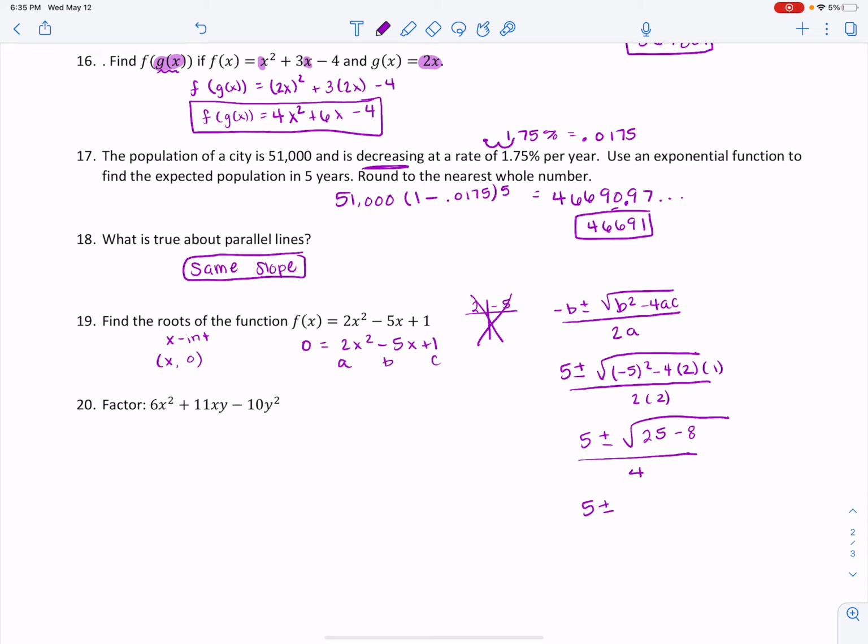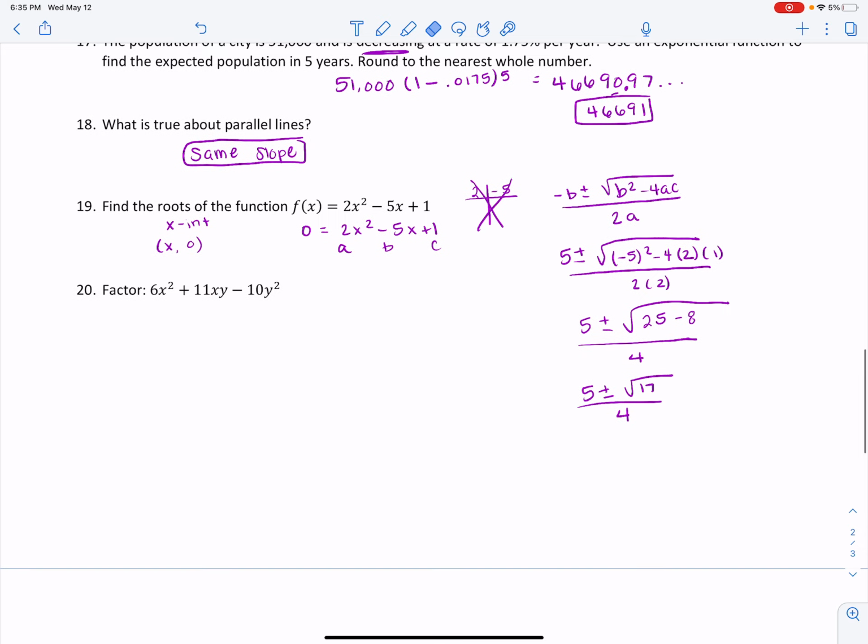5 plus or minus the square root, 25 minus 8 is 17, all over 4. Nothing else simplifies, so that is my answer, and that's technically 2 answers. There are 2 roots. You have one root where you have 5 plus square root 17 divided by 4, and your second answer is 5 minus square root 17 over 4.